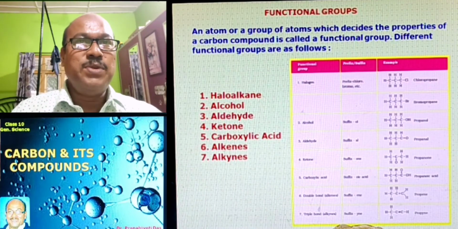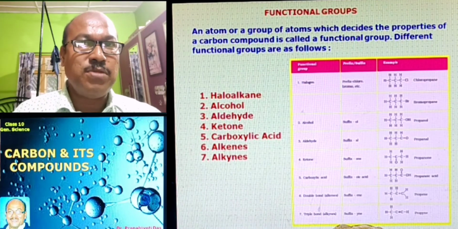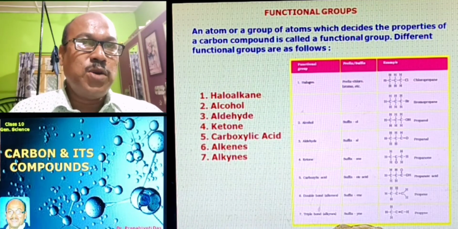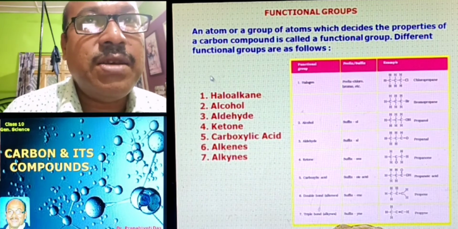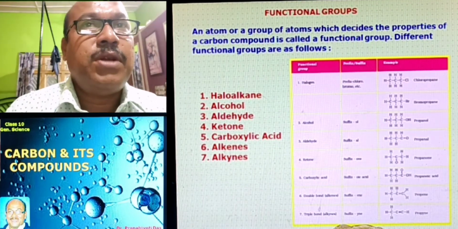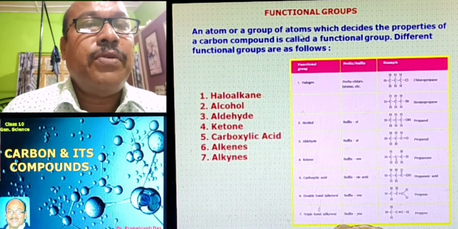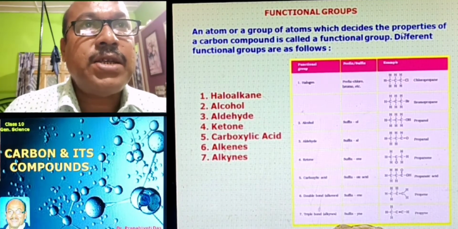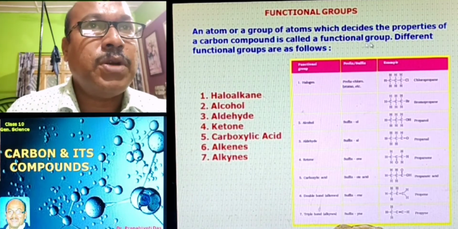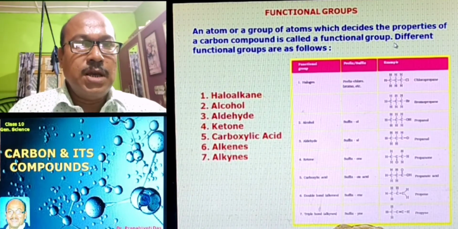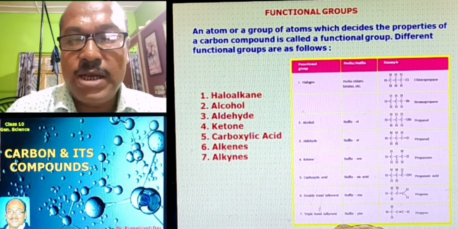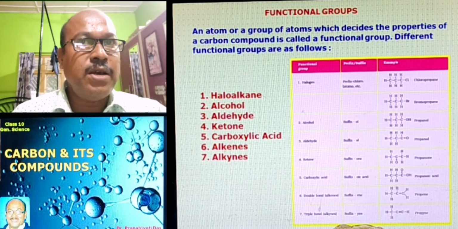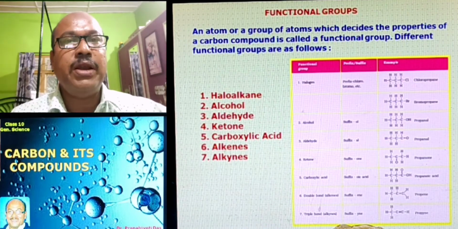Coming to the next part, you are getting functional group or group of atoms. So what is a functional group? An atom or a group of atoms, sometimes you can see one atom given particularly, or sometimes a number of atoms present in the form of a group, which decides the properties of the carbon compound, are called a functional group. Sometimes in the carbon chain. Now what is the carbon chain? I have already discussed it: in the straight chain or in the branch chain or maybe in the rings.